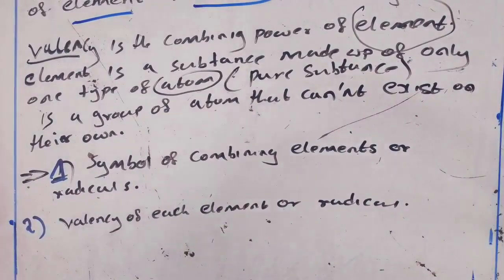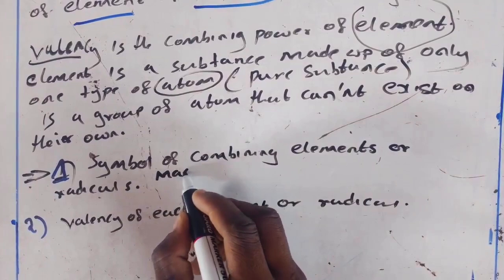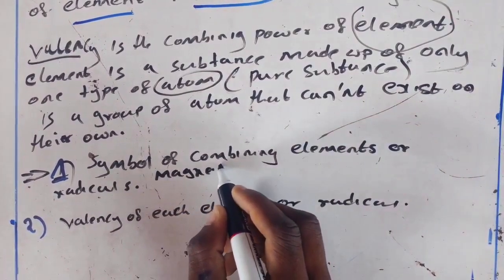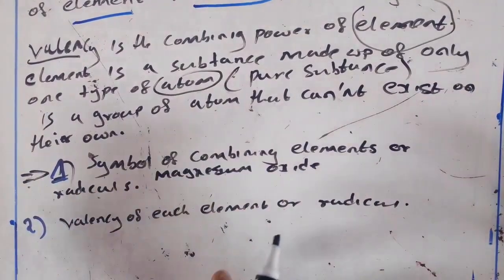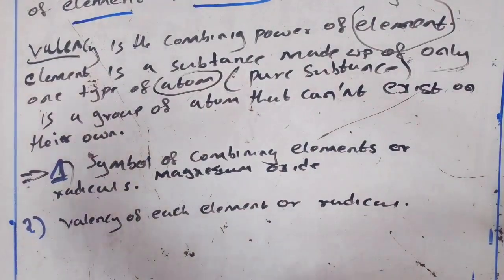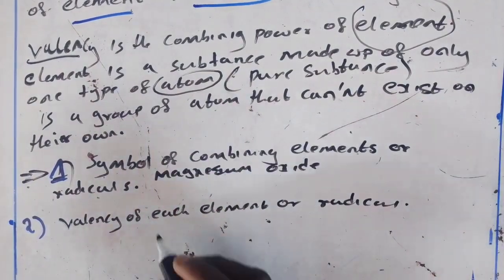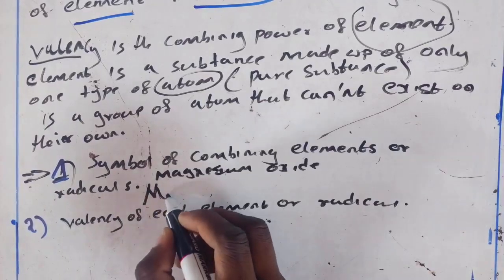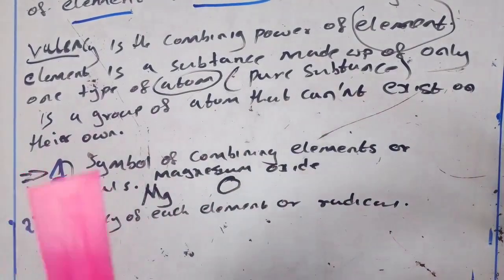I'm going to give an example. Maybe I've been asked to write the chemical formula for magnesium oxide. On step one, you write the symbol of the combining elements or radicals. Here we have two elements, magnesium and oxygen. This is the symbol for magnesium, and this is the symbol for oxygen. Remember, you write them separately.